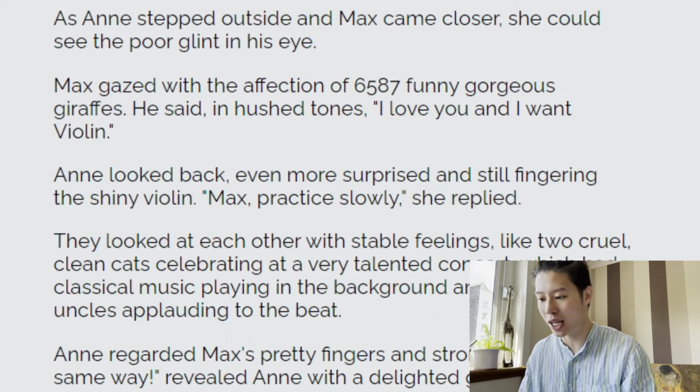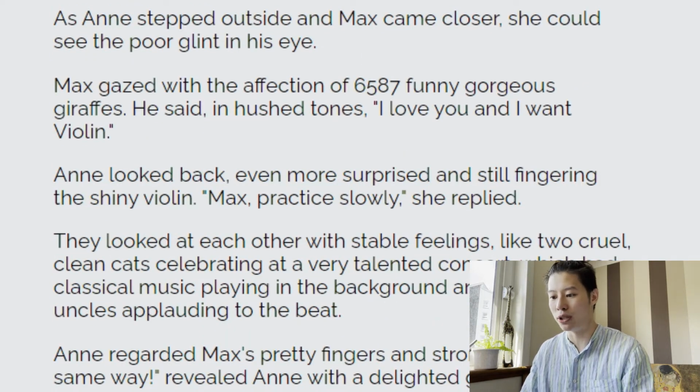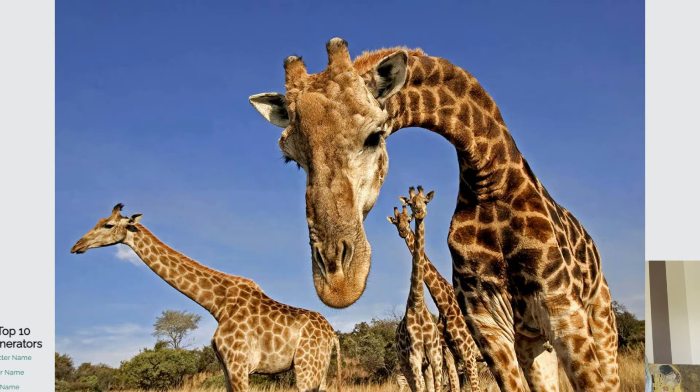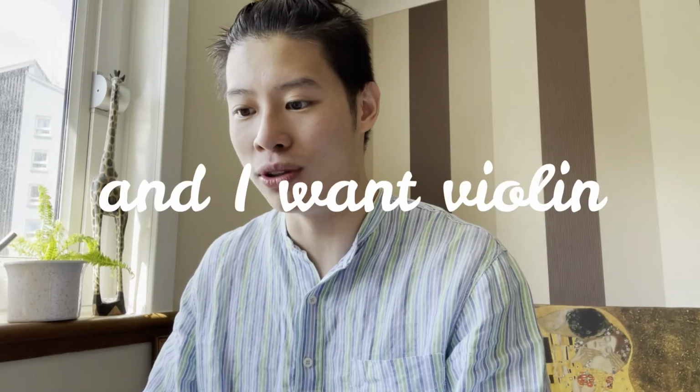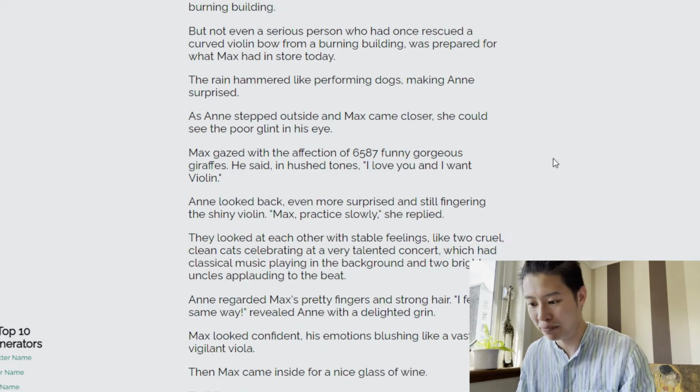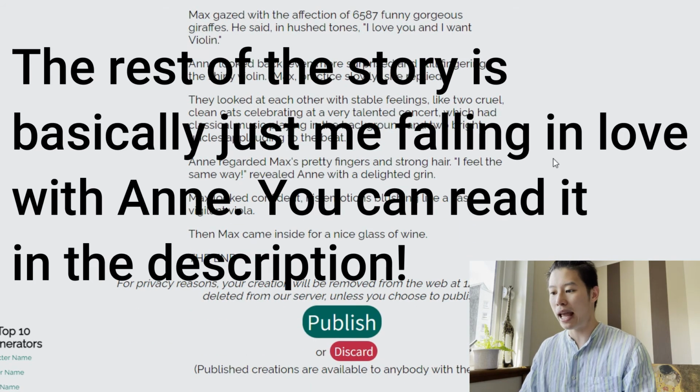As Anne stepped outside and Max came closer, she could see the poor glint in his eye. Now, this, for the first time in this story, is probably just true, right? There's a poor glint in my eye, or it's just pretty much dead eyes. Max gazed with the affection of 6,587 funny, gorgeous giraffes. He said in harsh tones, "I love you and I want violin." We'll move on. "Max, practice slowly," she replied. They looked at each other with stable feelings, like two crow clean.